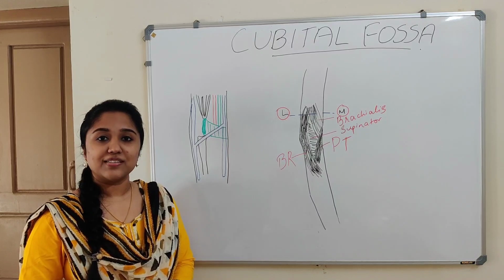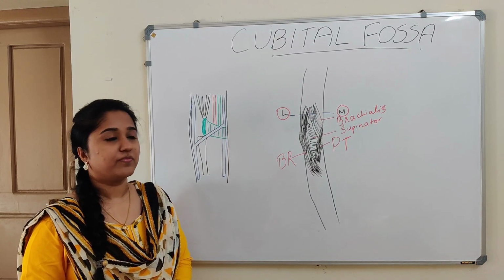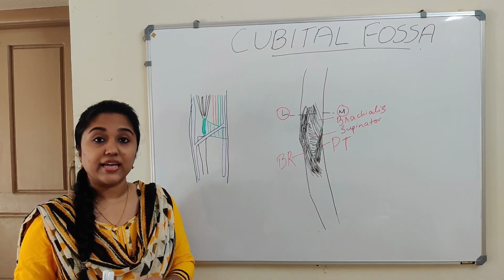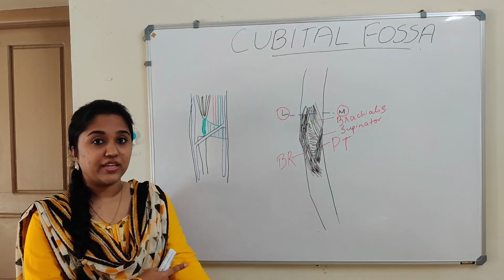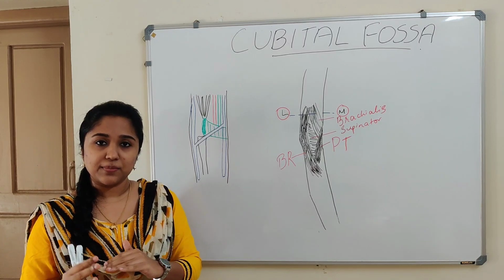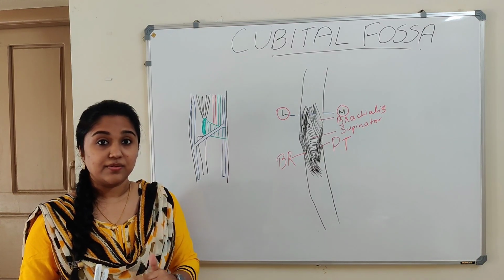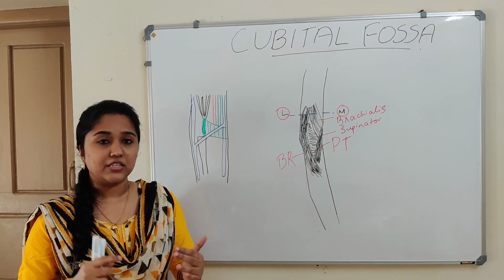So today we will be discussing about cubital fossa. Cubital fossa is a triangular intermuscular space which is situated in the anterior aspect of the elbow. We will discuss about the boundaries, contents and the applied aspects related to it.